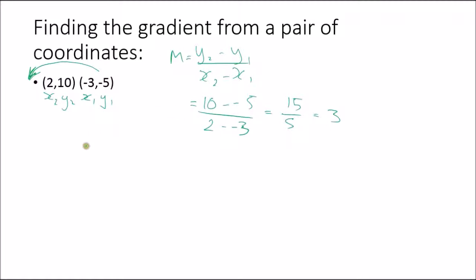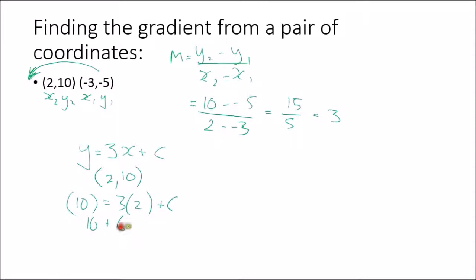Okay, once we know this, like I've said, I'm going to write out my equation as much as I know it so far. So I know my gradient is 3, so this is all I can write. Now I'm going to choose a point, a coordinate that I'm going to substitute in. As I've said before, choose the one with no negative numbers in it. That just makes your life a bit easier again. So substituting my values, 10 equals 3 times 2 plus c. Solving by taking the 6 over the other side of the equation, c is going to equal 4. So the linear rule for this one is y equals 3x plus 4.